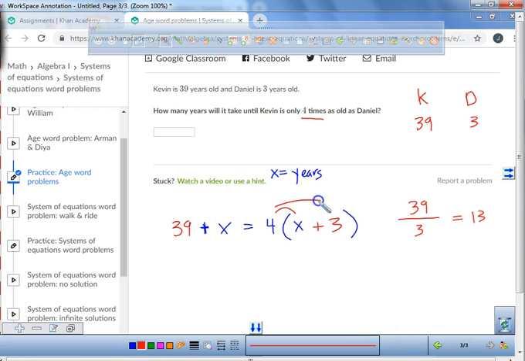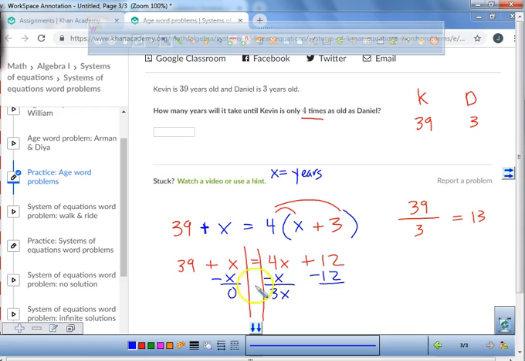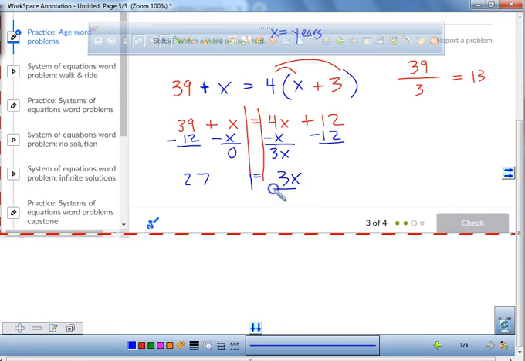Let's go ahead and distribute. Okay, we get 4x plus 12 equals 39 plus x. Now all we're going to do is take away an x from this side, take away an x from this side. So that zeroes out. We're left with 3x. Take away a 12 from this side, take away a 12 from this side. We subtract. That gets us 27 equals 3x. Divide both sides by 3. And x equals 9.